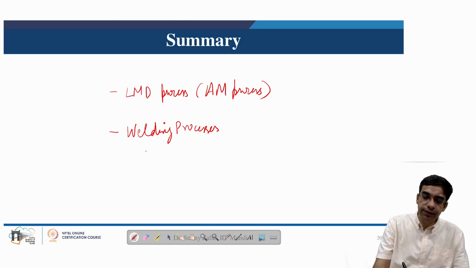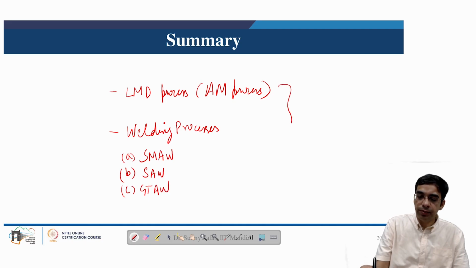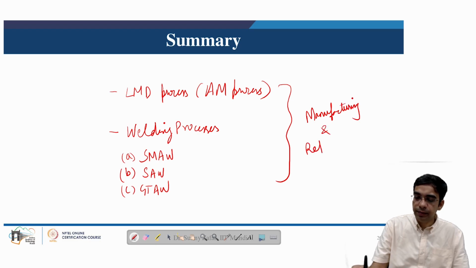In the welding processes we have looked at the shielded metal arc welding process, we have looked at the submerged arc welding process, and we have looked at capabilities of the gas tungsten arc welding process. These processes have been used for manufacturing and repair of steam turbine components.